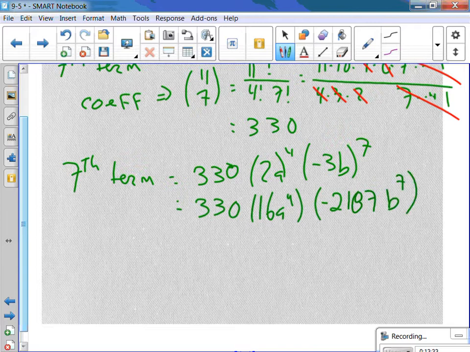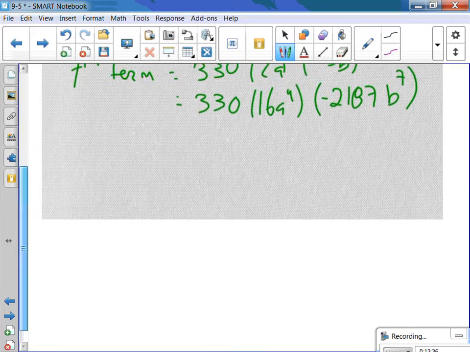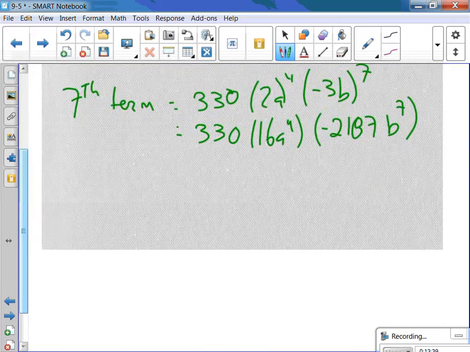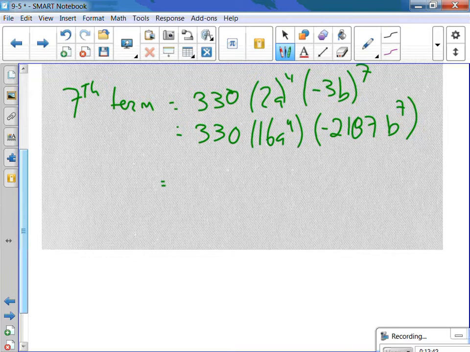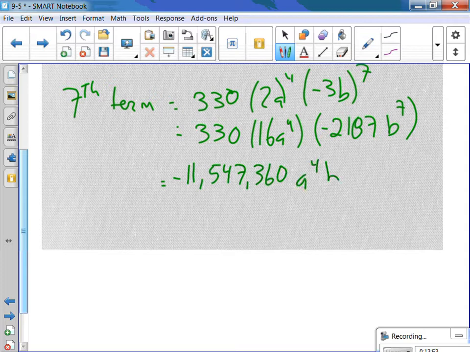And now what? Again, we have to multiply, get just one coefficient, very small number, quite manageable, negative 11,547,360, a to the fourth, b to the seventh. Especially for homework and some of these problems, you may want to use a calculator, unless you feel you can do it in your head. Kudos to you if you can. But again, don't expect stuff like this on a test or a quiz without using a calculator. But do know how to apply all this. Again, these numbers may not be as big on a test or a quiz, but you should know how to come up with the solutions, or at least setting it up.